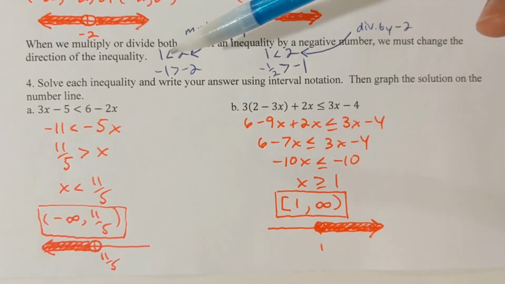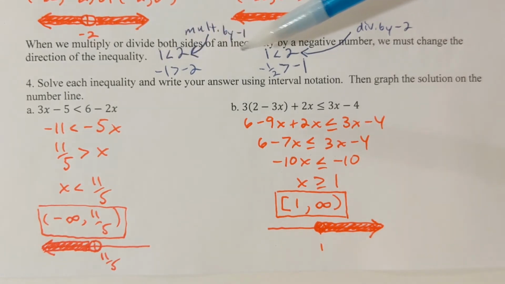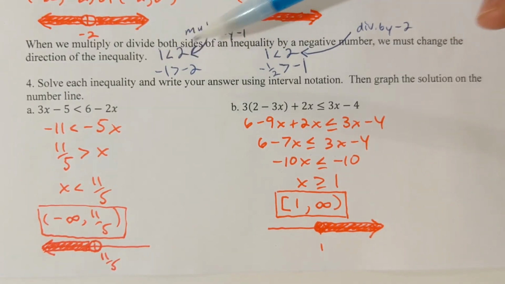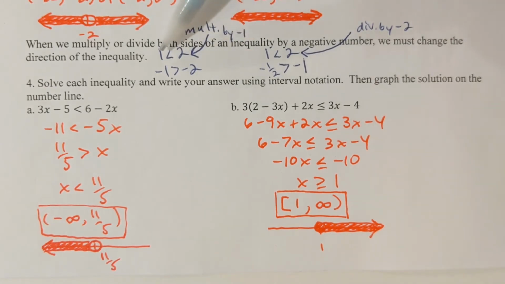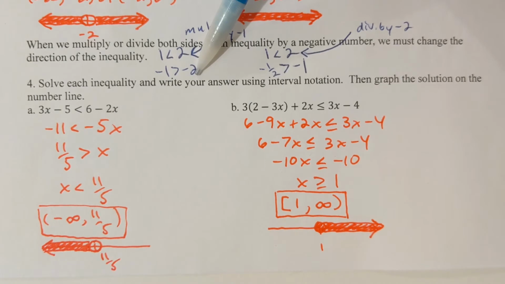Suppose that I have the statement 1 is less than 2. Okay, that's a true statement, 1 is less than 2. If I multiply both sides of this inequality here by negative 1, 1 times negative 1 is negative 1, 2 times negative 1 is negative 2. Now, which is the bigger number? Well, it's going to be negative 1, right? So I got to switch the sign. Otherwise, if I left it alone, I wouldn't be saying a true statement. Negative 2 is not bigger than negative 1.